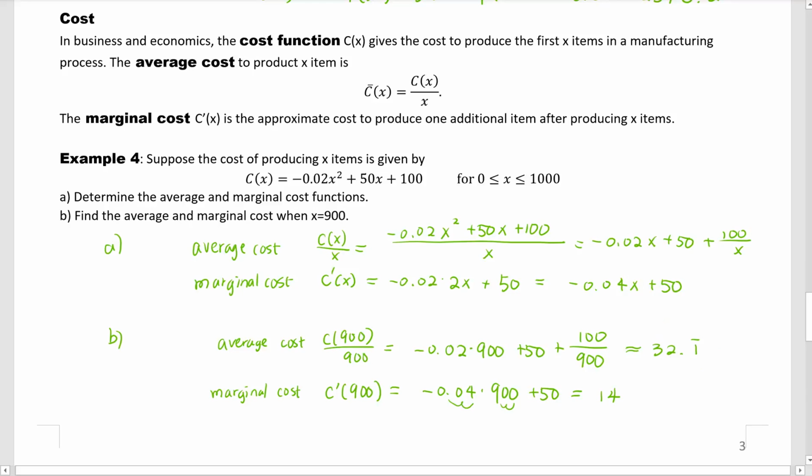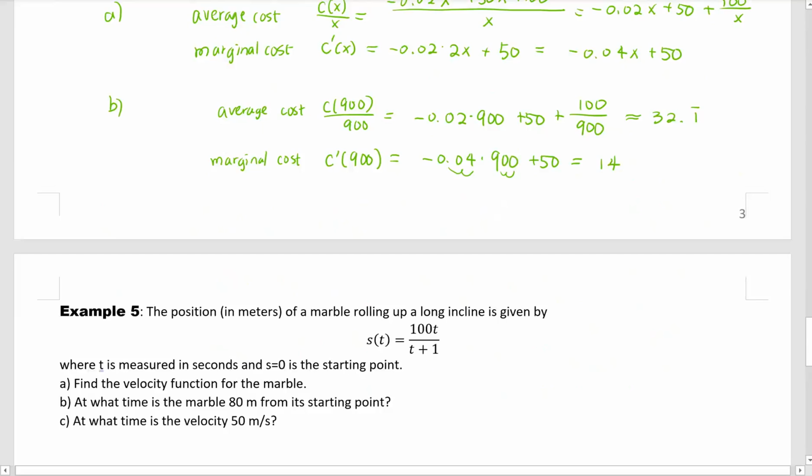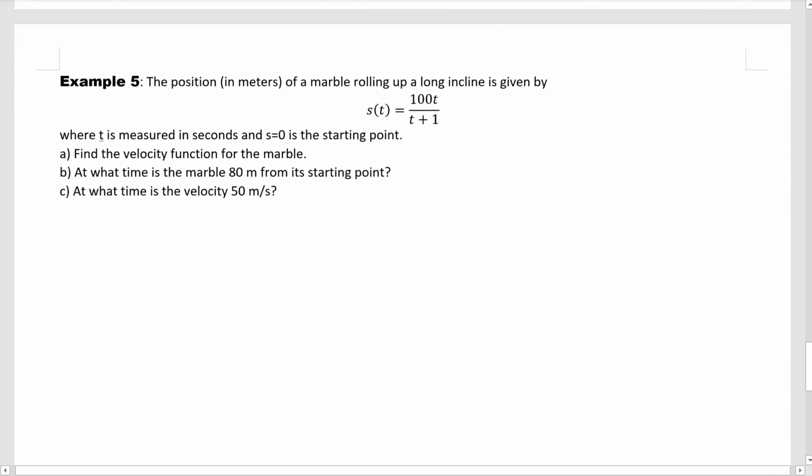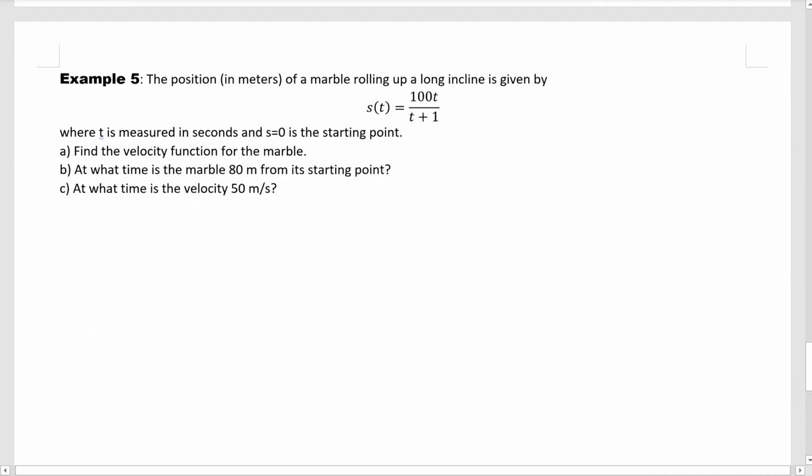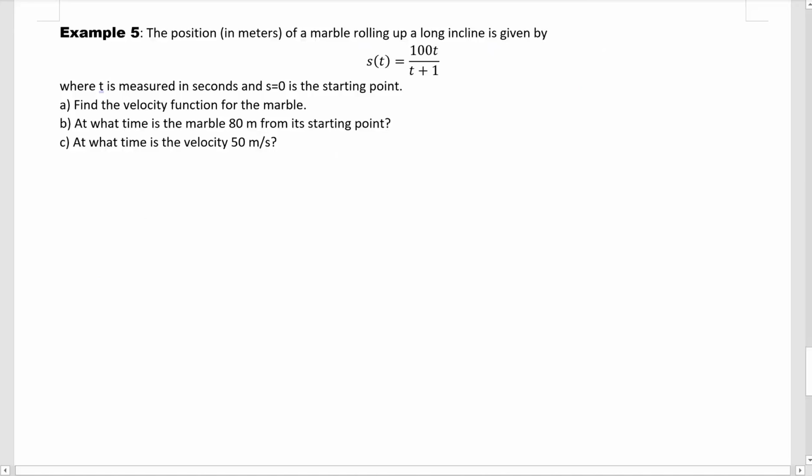Okay, that is our cost model. Now let's do more exercise. Example 5: the position in meters of a marble rolling up a long incline is given by this, where t is measured in seconds, and s = 0 is the starting point.